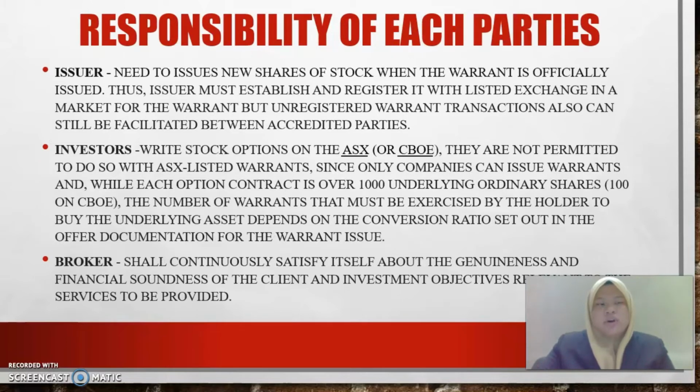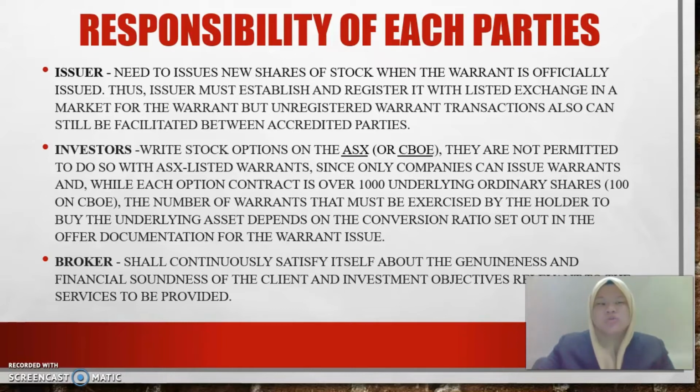Okay, for responsibility, the issuer needs to issue new shares of stock when the warrant is officially issued. Thus, the issuer must establish and register it with the listed exchange in a market for the warrant, but unregistered warrant transactions are not permitted. The investor has the responsibility to write the stock options at the ASX or CBOE.